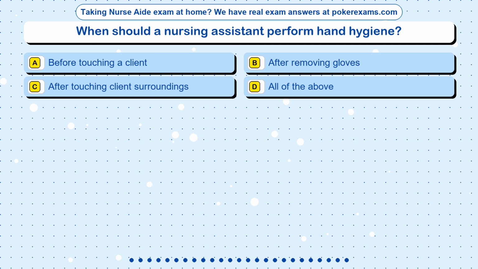Question 2. When should a nursing assistant perform hand hygiene? Option A, before touching a client. Option B, after removing gloves. Option C, after touching client surroundings. Option D, all of the above.